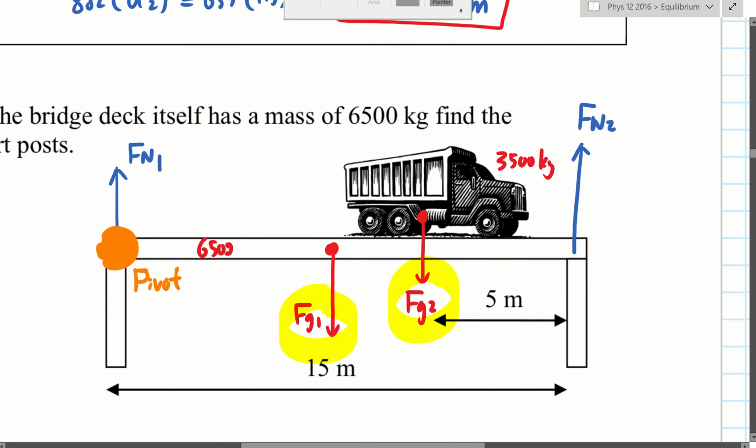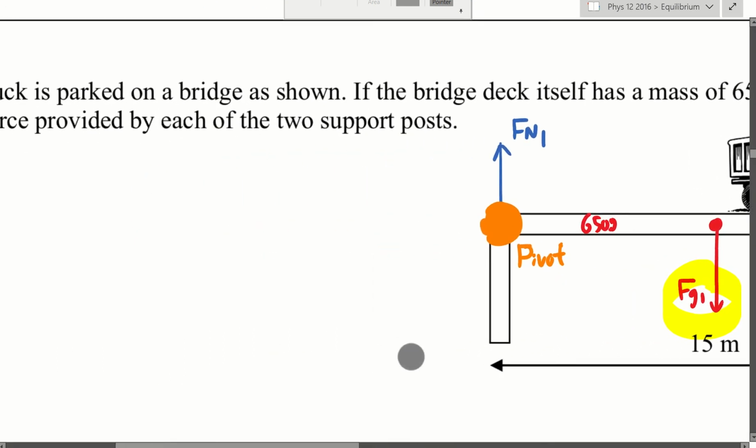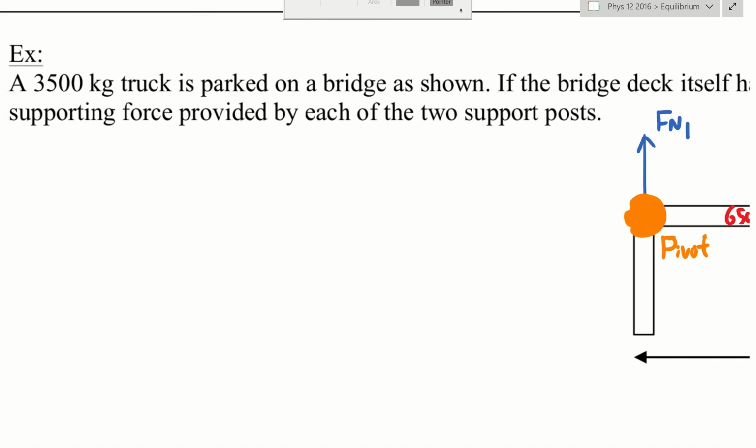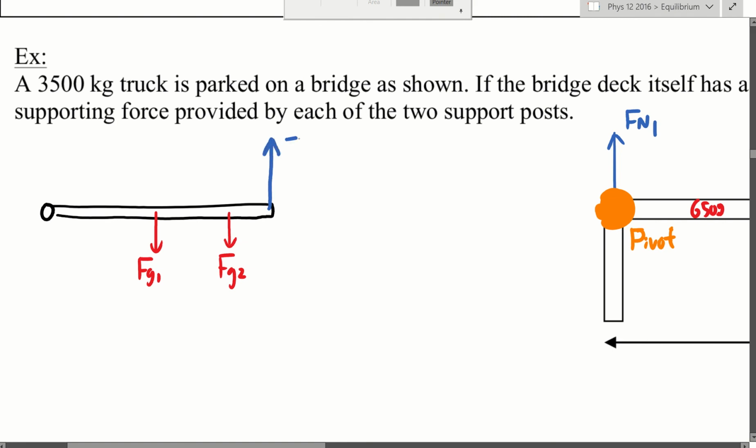Okay, so once this is all done, we're going to redraw. Usually I try to redraw the picture. There you go. So we have that, and we have two gravity forces. One is in the middle, called Fg1. The other one is for the truck, called Fg2. And then we have the support on the right-hand side, which is the normal force 2.